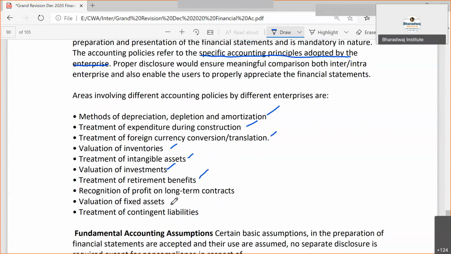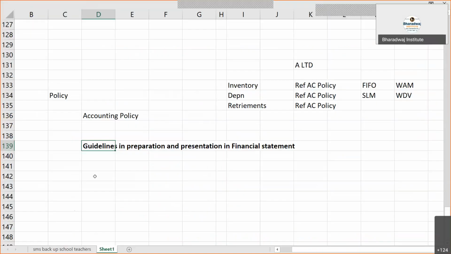Okay. Valuation and revaluation of fixed assets. How to treat contingent liability. When a contingent liability will be taken as a provision. When a provision will be recognized as a liability. So you will have an accounting policy. Every company will have their own accounting policy. For example, let's assume a guideline for revenue recognition.